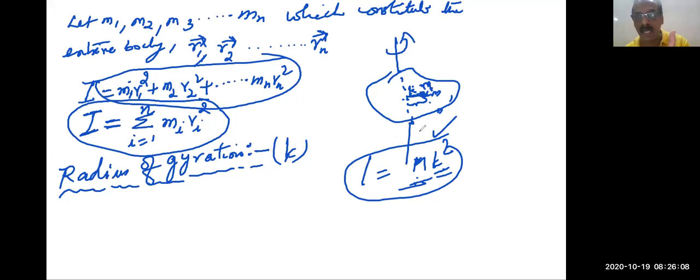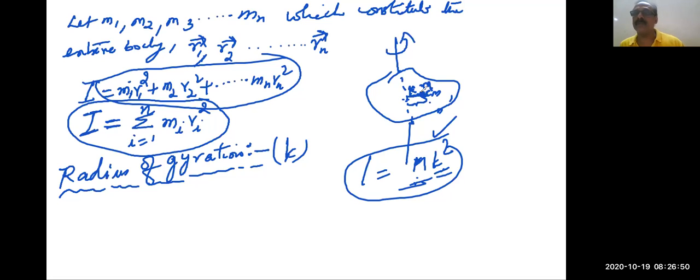Again, I'm repeating, listen carefully, okay? Don't break in between, don't pull me back, then sentences will confuse. Radius of gyration K is the perpendicular distance from the axis of rotation to the center of mass of the object.